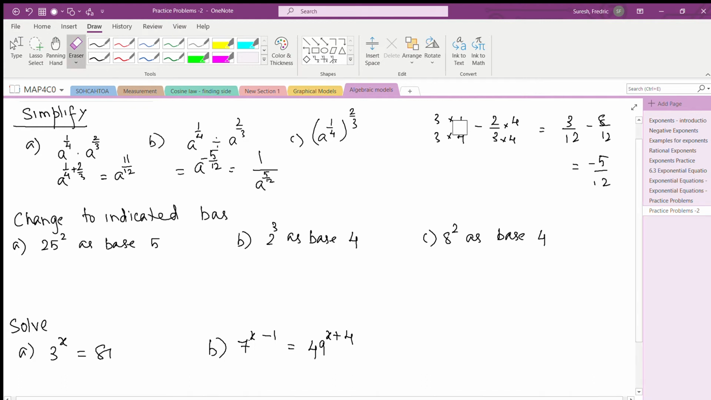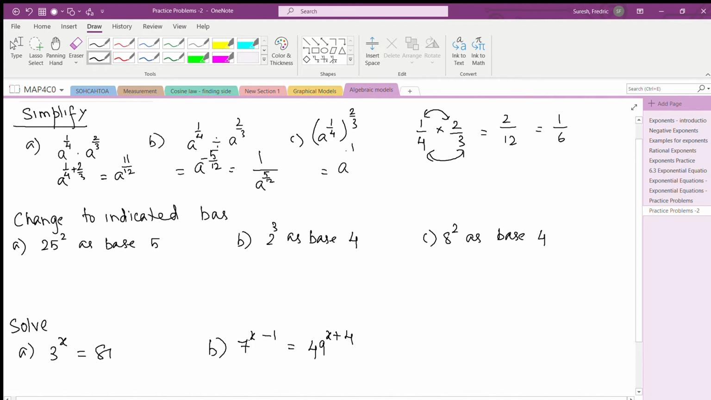In the third instance, we are going to use the power rule, which means we have to multiply the two fractions. So we have 1 over 4 times 2 over 3. So multiplying the 1 into 2, you get a 2. Multiplying the 3 into 4, you get a 12. Simplifying 2 over 12, you reduce it, you get that. So I have a power of e to the power of 1 over 6.